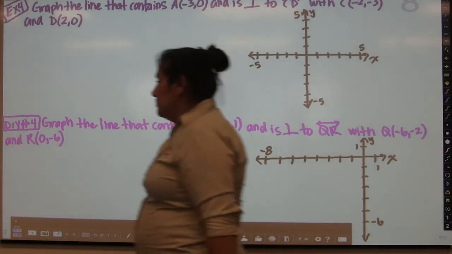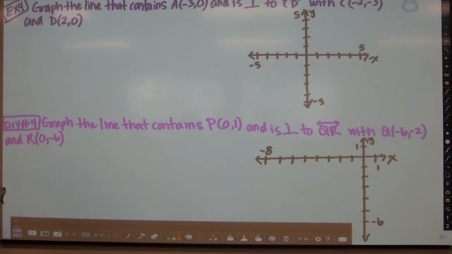Alrighty, so example 4, let's see here. It says, graph the line that contains A, negative 3, 0, and is perpendicular to CD with C, negative 2, negative 3, and D, 2, 0.